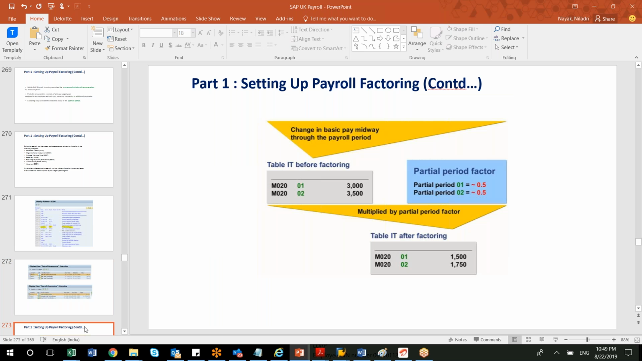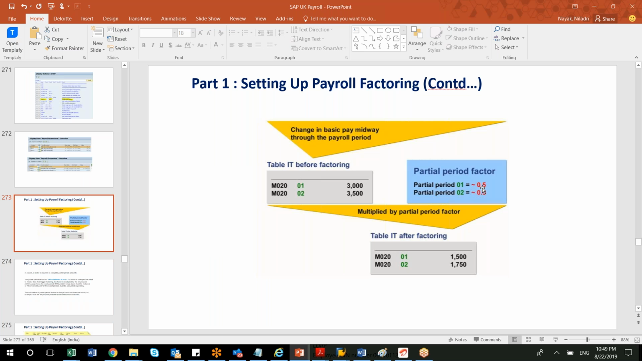Suppose we have a generated partial period factor of 0.5. In that case, you will be paid half. Suppose your monthly basic salary is 3000 GBP. Then in that particular month you will get paid 1500 as your basic. So that is just the concept here.